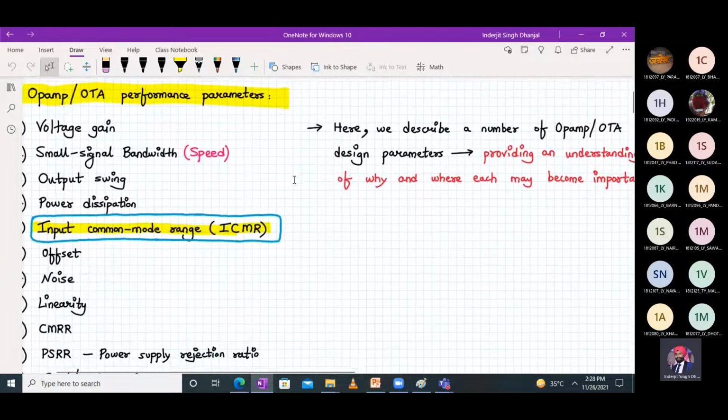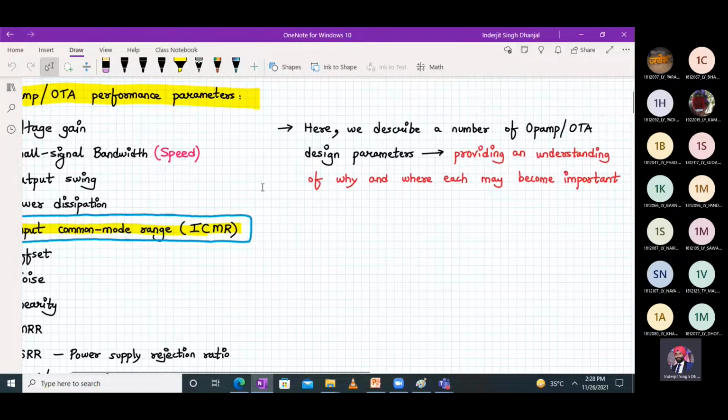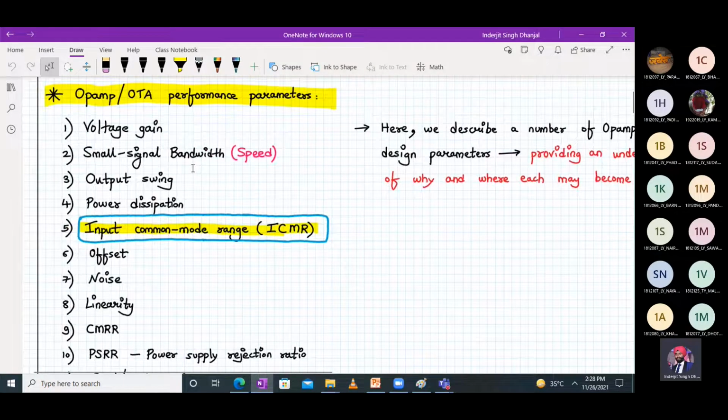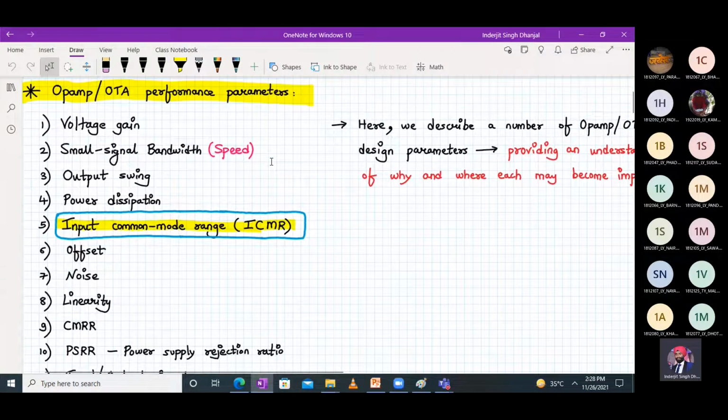Here we are going to describe a number of Opamp or OTA design parameters, which will provide an understanding of why and where each may become important, because all these performance parameters might be the specifications. So what are the specifications or the performance parameters of Opamp or OTA? Voltage gain. A voltage gain will be specified, that I want a voltage gain of 5,000 plus. I want a voltage gain of 10,000 plus. Small signal bandwidth, which will decide the speed. So bandwidth might be given.